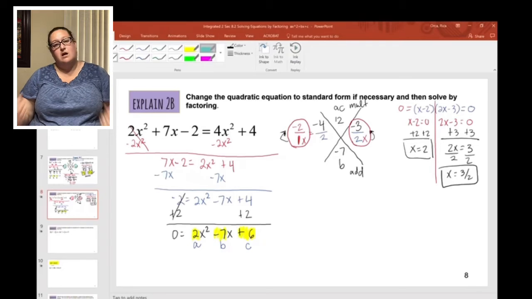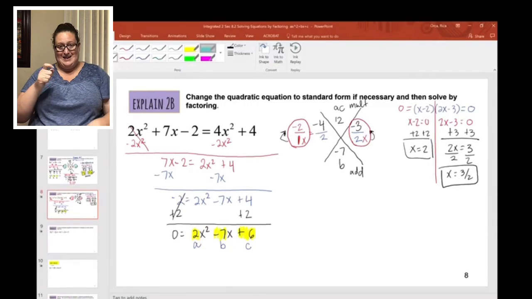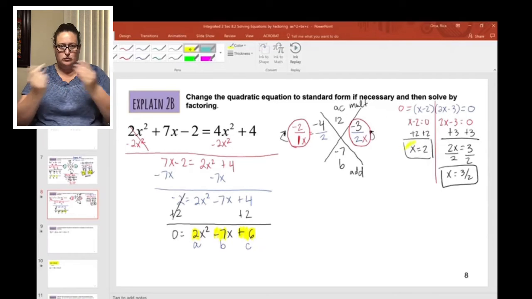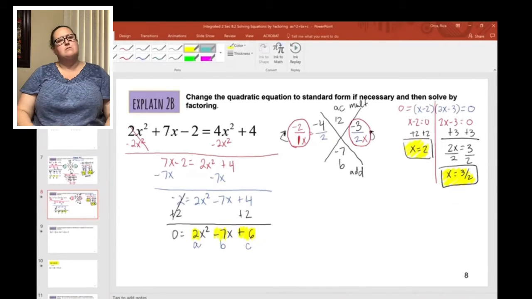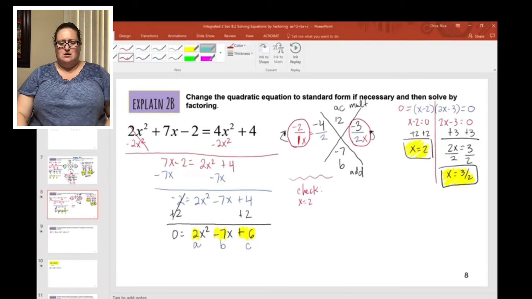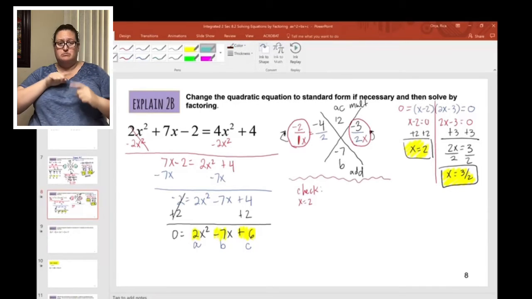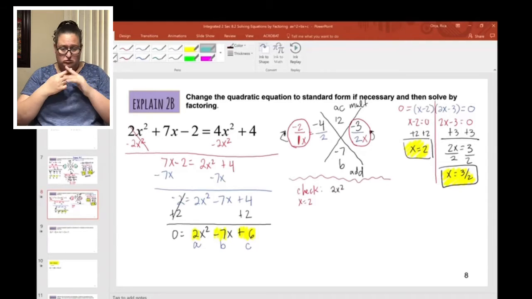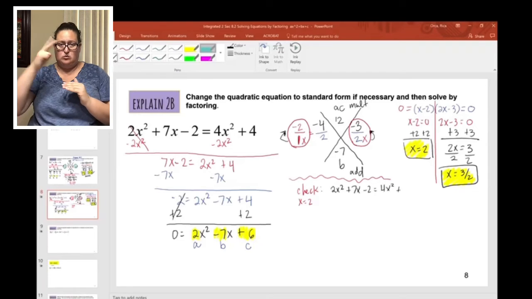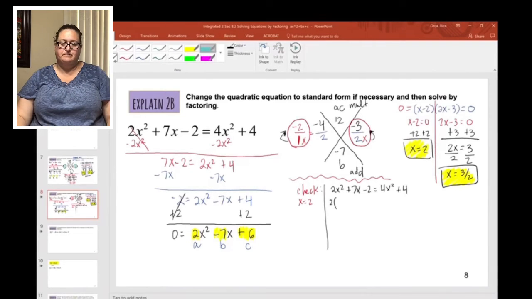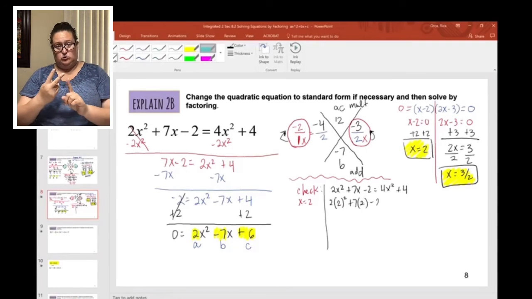And so x equals 2 and x equals 3 halves are our solutions. And if you want to check your work, all you need to do is plug them into the original equation. In fact, let's go ahead and check. So when you check your work, make sure you go back to the original equation. And the original equation is 2x squared plus 7x minus 2 equals 4x squared plus 4. Take the 2, plug it in. So it's 2 times 2 squared plus 7 times 2 minus 2, which equals 4 times 2 squared plus 4.